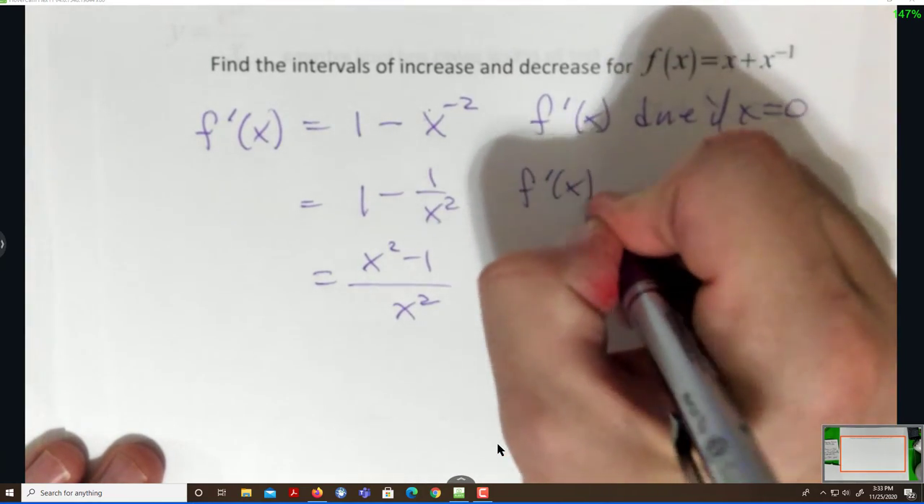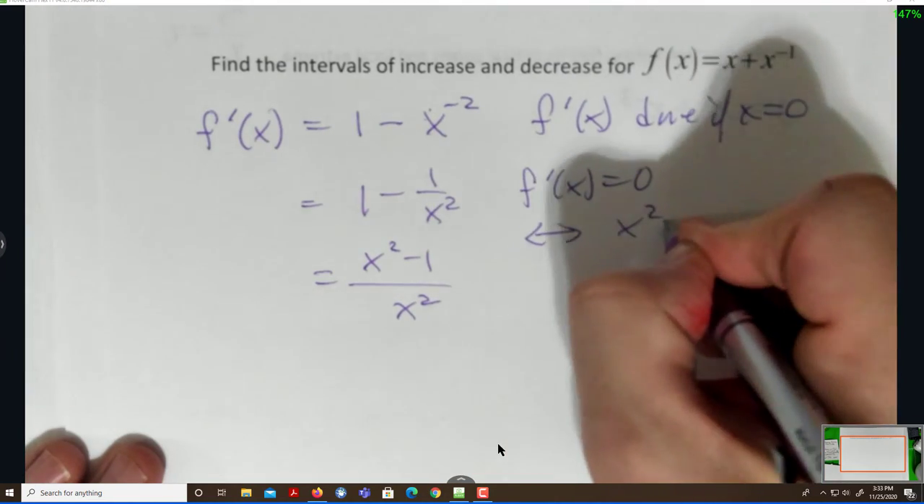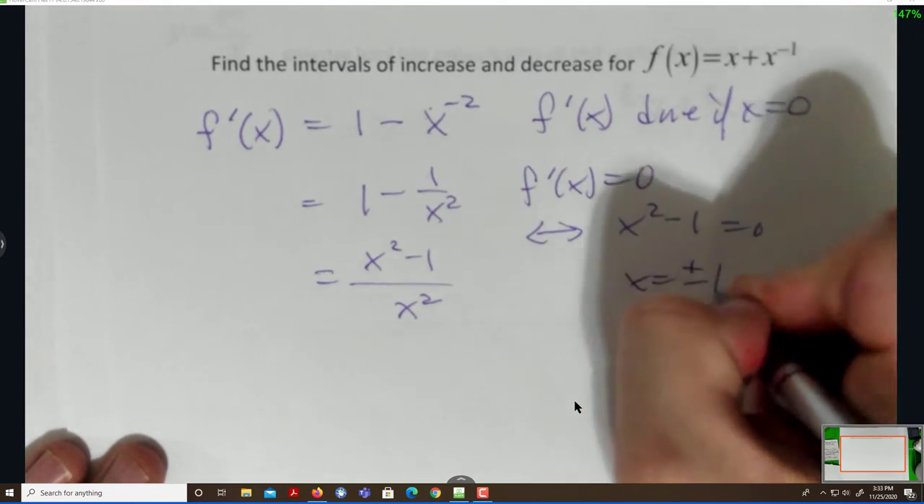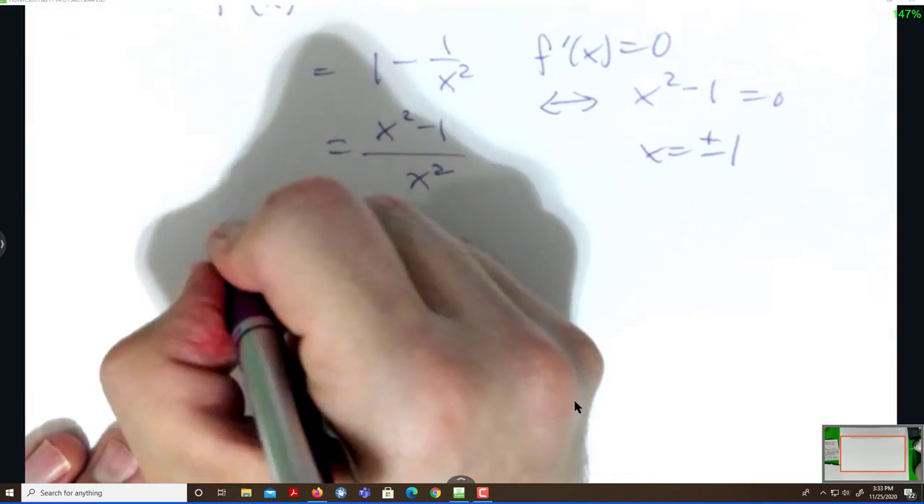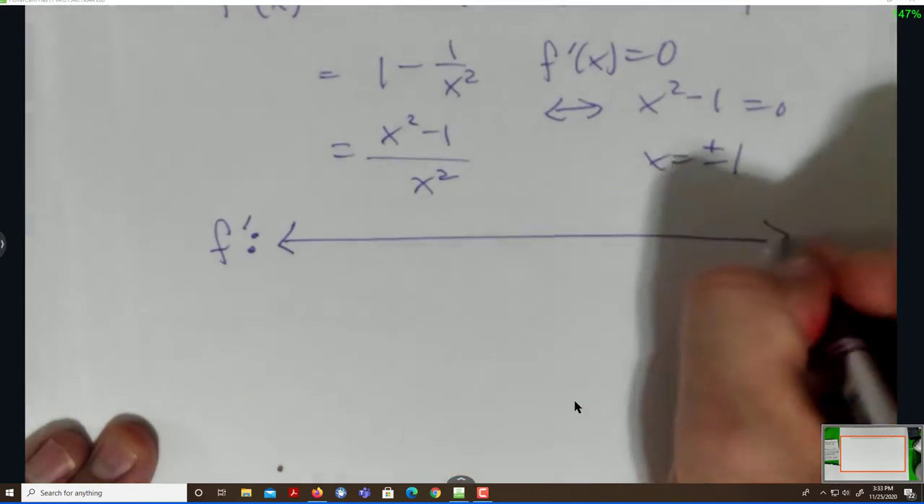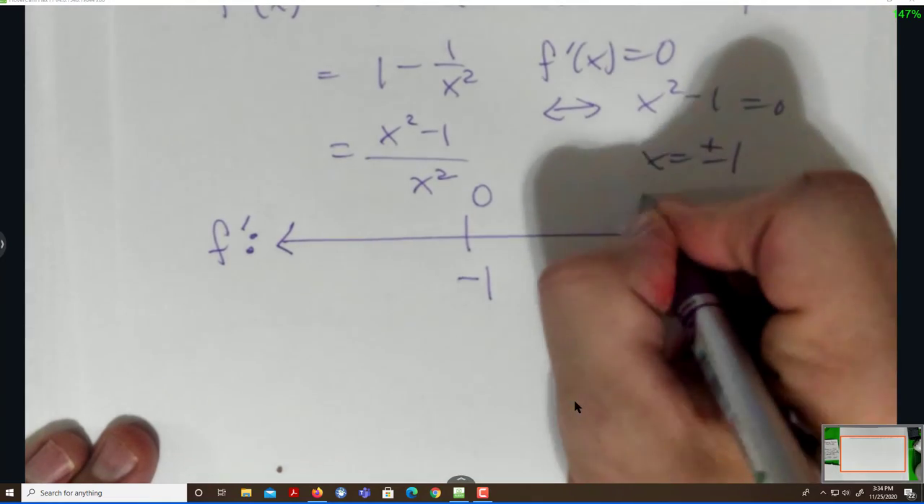The derivative is 0 if and only if the numerator is 0, and you should be able to see that that's at positive and negative 1. So now we make our sign chart. Negative 1 is a 0 of the derivative, 1 is a 0.